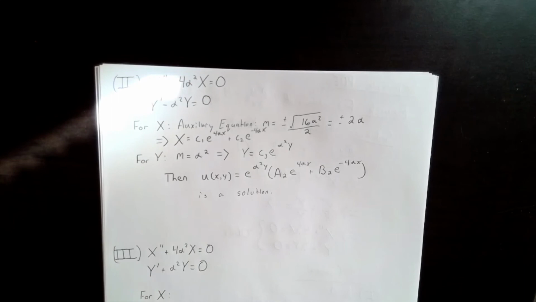Similarly, the solution of the first order equation in y is c3 e to the alpha squared y. This then gives us a second form of the solution u to the original partial differential equation. There are those pesky 4s again. Please change them to 2s in your notes.